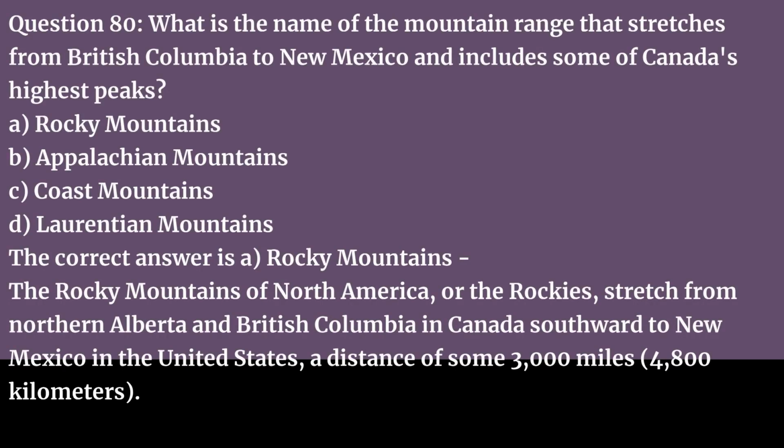Question 80. What is the name of the mountain range that stretches from British Columbia to New Mexico and includes some of Canada's highest peaks? A. Rocky Mountains. B. Appalachian Mountains. C. Coast Mountains. D. Laurentian Mountains. The correct answer is A. Rocky Mountains. The Rocky Mountains of North America, or the Rockies, stretch from northern Alberta and British Columbia in Canada southward to New Mexico in the United States, a distance of some 3,000 miles, 4,800 kilometers.